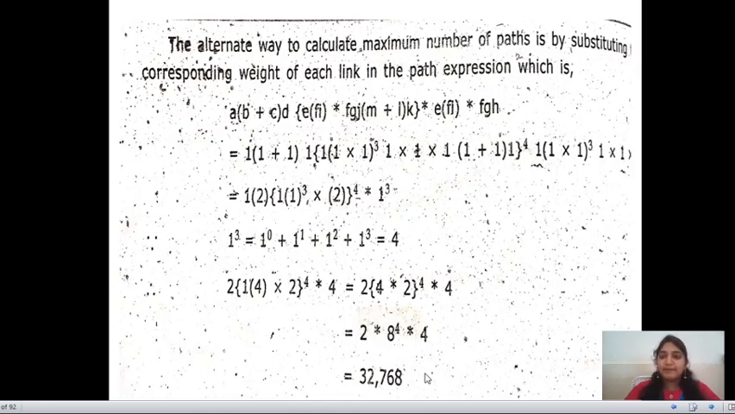So this is about the maximum path count of the node reduction algorithm, and this is one of the applications which follows the node reduction algorithm.